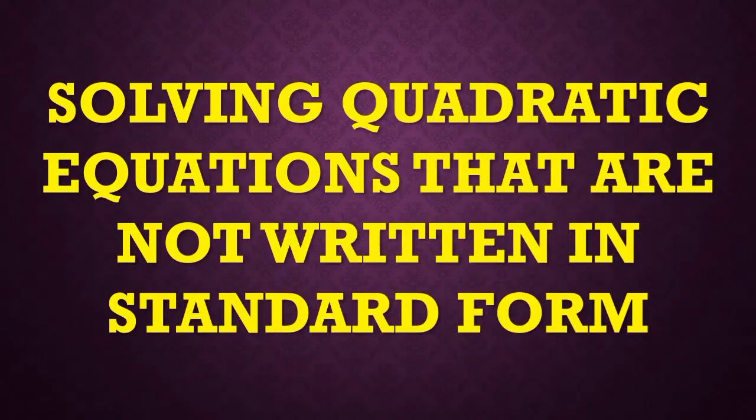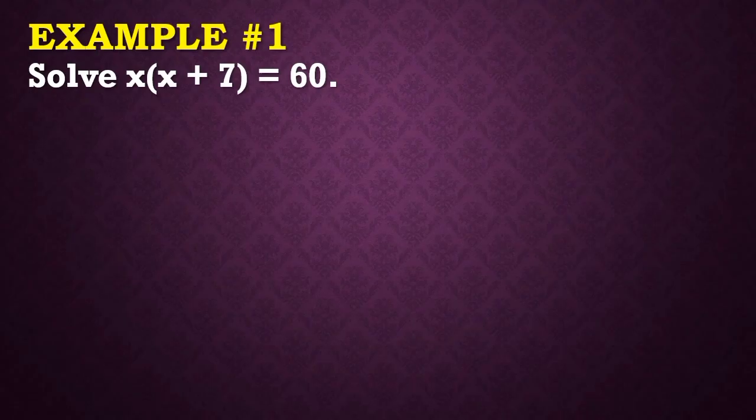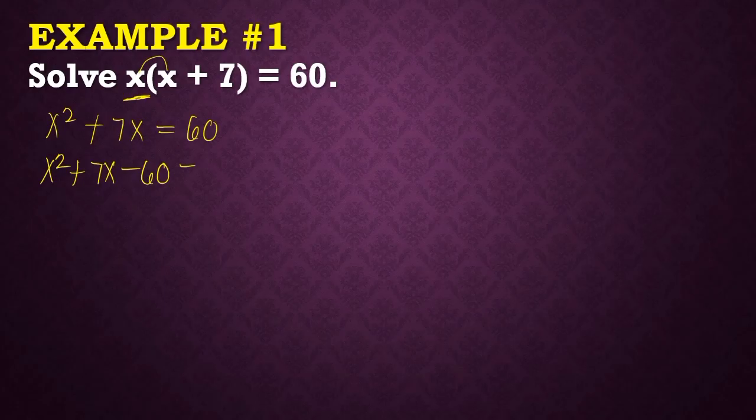So the first one, solving quadratic equations that are not written in standard form. For our first example, solve x times x plus 7 is equal to 60. So yung x, i-distribute natin siya dun sa mga terms na nasa loob ng parentheses. That is x times x, x squared, and then x times 7, that is 7x, equals 60. So para maisulat siya sa standard form, yung 60 kailangan nating tanggalin dito sa right side, dalhin sa left side. So we need to subtract 60 to both sides. So magiging x squared plus 7x minus 60 equals 0.